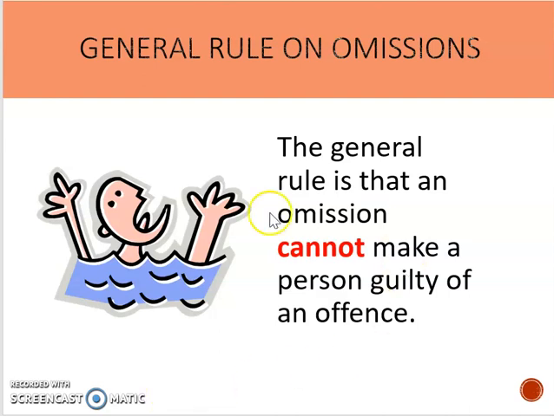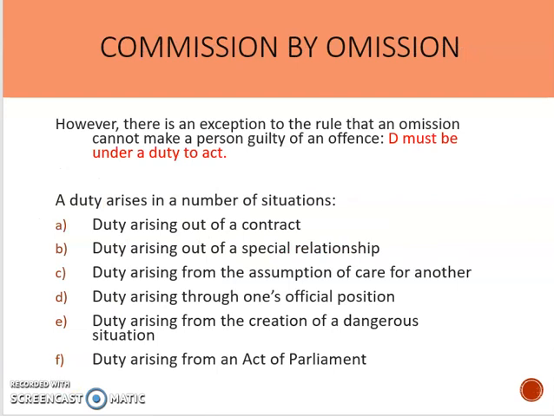So there are some reasons why we have the rule, but there are, of course, exceptions to it. There are some situations where you can be guilty of a crime through failing to act. And we're going to have a look at each of these in turn. So duty through a contract, through a special relationship, through assumption of care, through official position, creation of a dangerous situation, and through an act of Parliament.